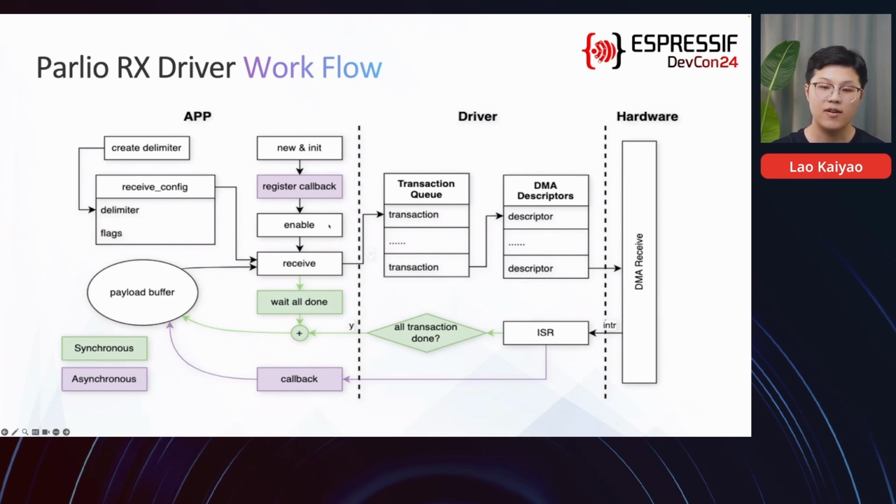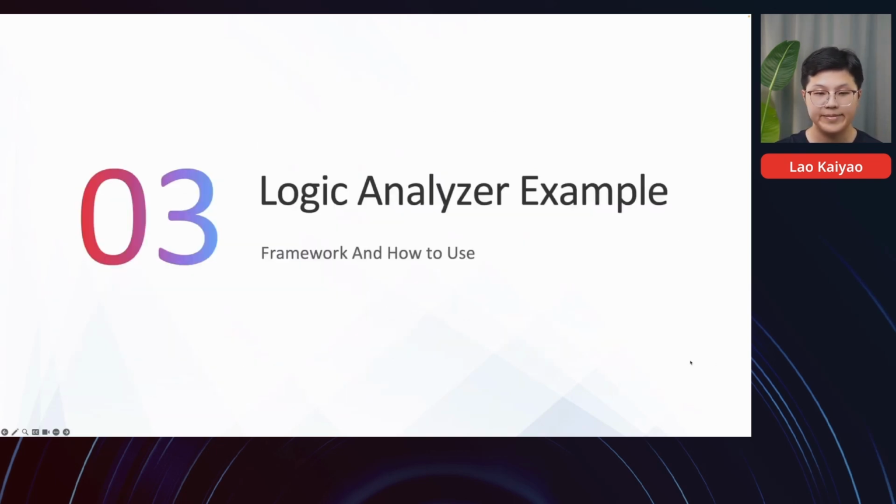After that, the driver will pack the configurations and the payload into a transaction descriptor and push it into the transaction queue. The DMA will keep receiving until the current transaction is finished, and then take another one from the transaction queue. When the receive event takes place, there will be a callback from the ISR for the asynchronous mode. And if all transactions are done, it will unblock a synchronous waiting function. And then the received data can be accessed in the payload buffer.